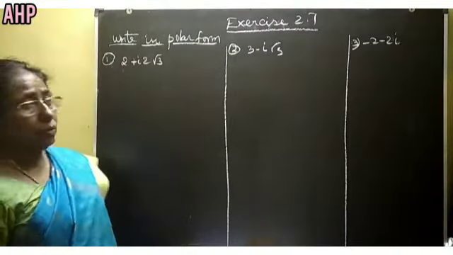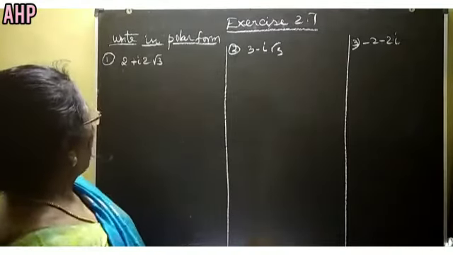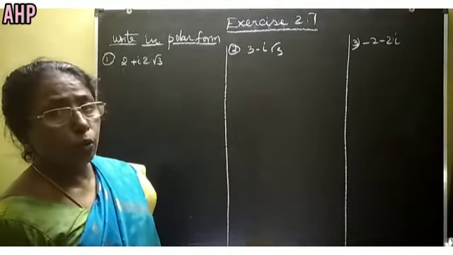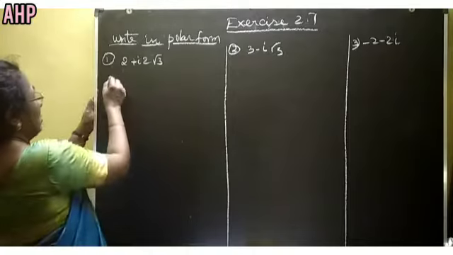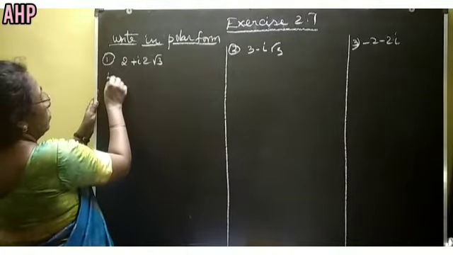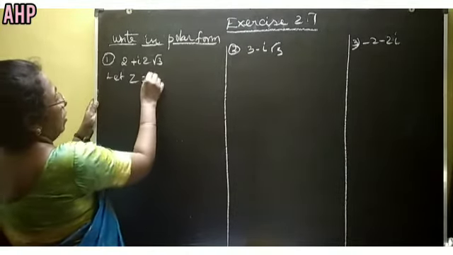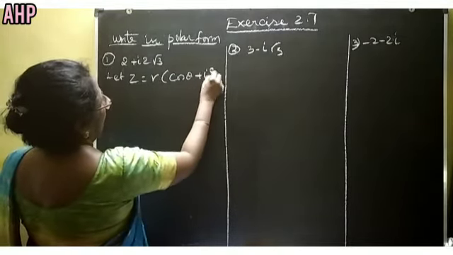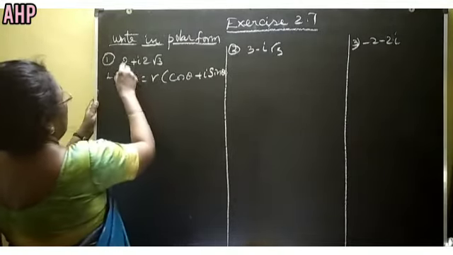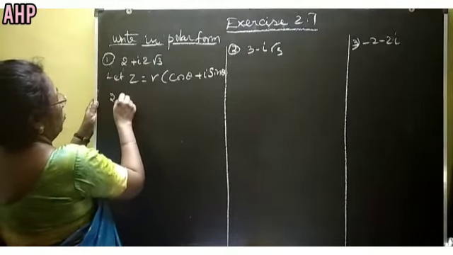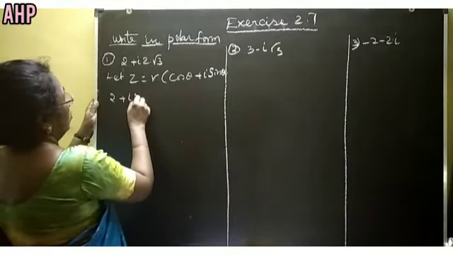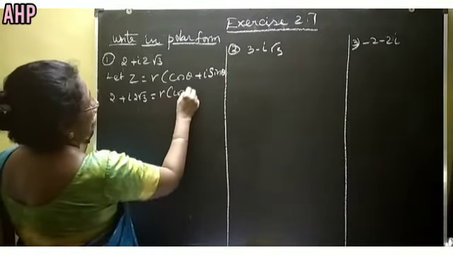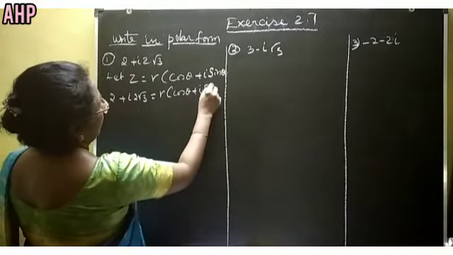The first question, we are asked to write in polar form 2 plus 2 root 3 i. So, let z is equal to r into cos theta plus i sin theta. Now, your z is given to be 2 plus i into 2 root 3, which is equal to r into cos theta plus i sin theta.